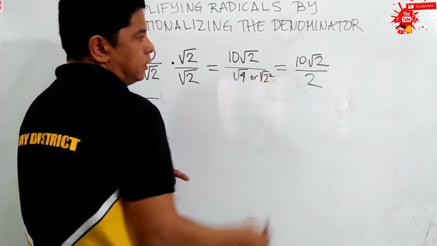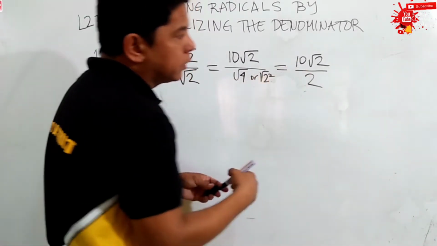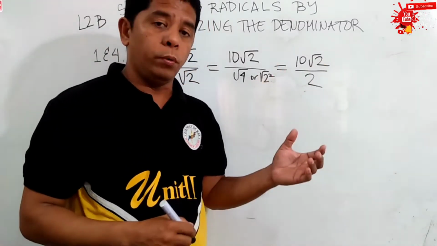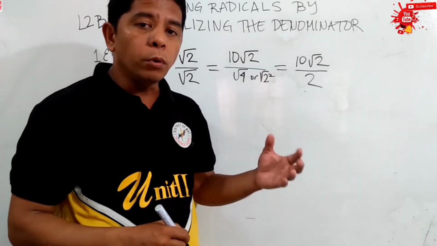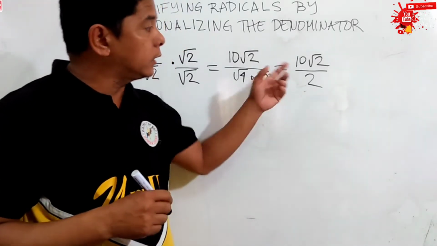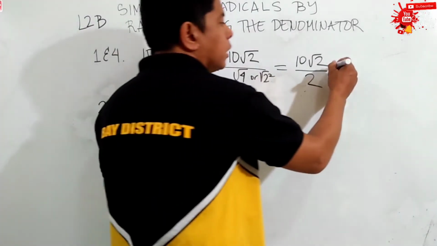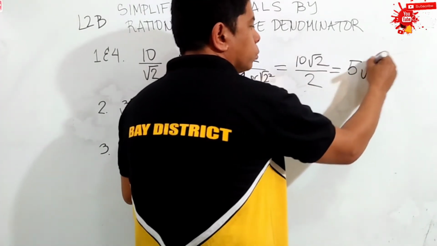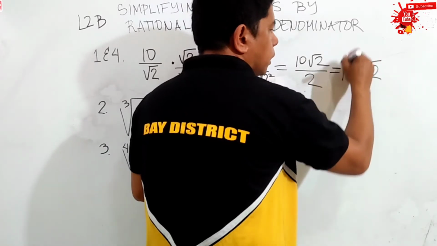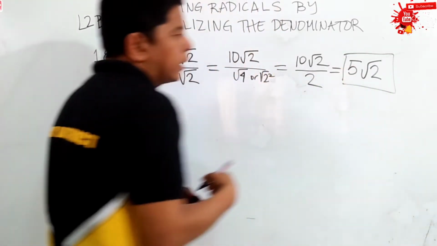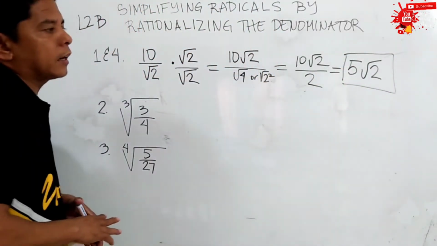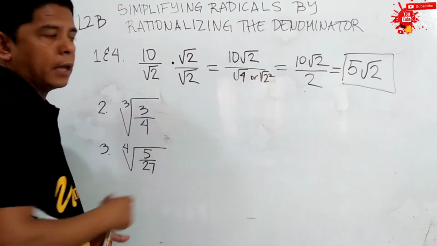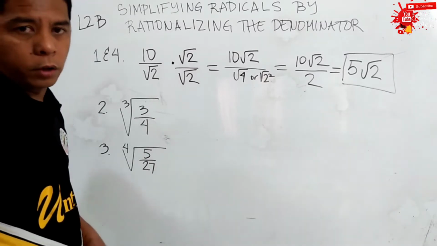Because they have the same index. Then in this case, we can still simplify the 10 and 2. Okay? 10 is divisible by 2, so 10 divided by 2 is equal to 5. We just copy square root of 2. This is our answer. Okay? So we see there is no more radical in the denominator. So we got the answer.